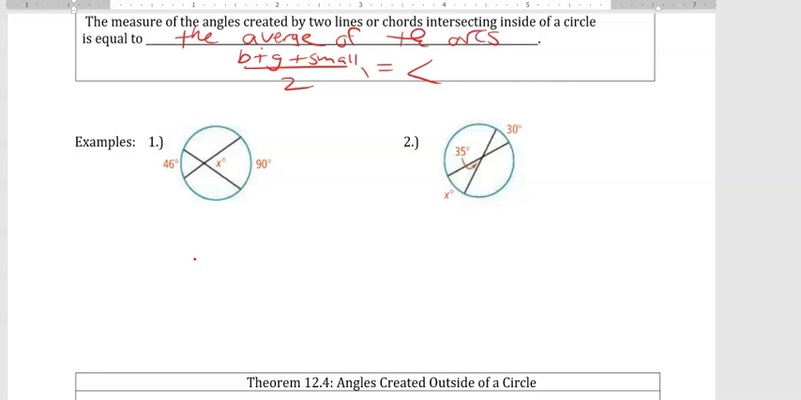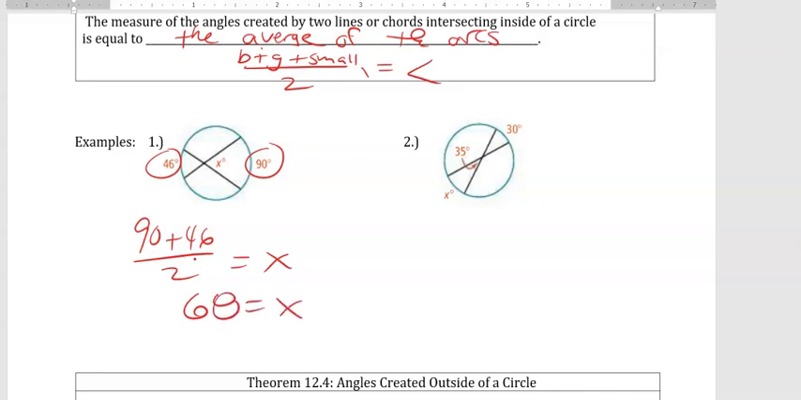For this problem right here, 90 is going to be too big, 46 is going to be too small. If you average them, then life is good. You'll find out what that angle is supposed to be. 90 plus 46 divided by 2 equals X. What does that give you when you do 90 plus 46 divided by 2? 68. Does anybody have any questions on that one? The next one, we're going to have the 30, and then we're going to have some angle I don't know yet, and it can be divided by 2, and that's going to give me that angle inside.